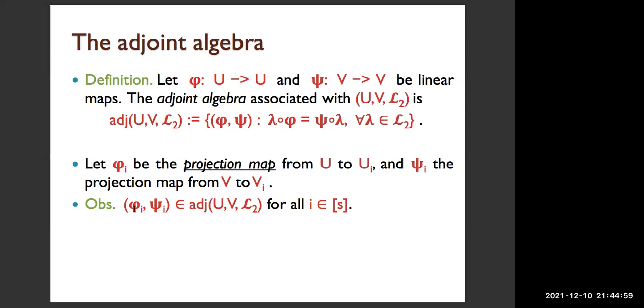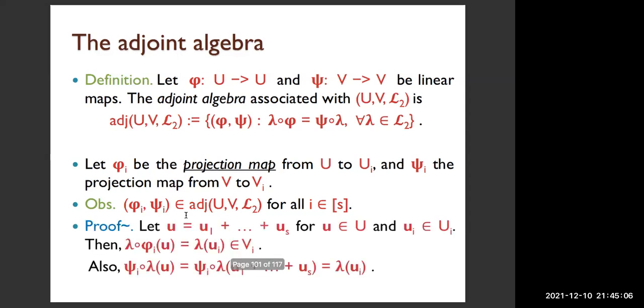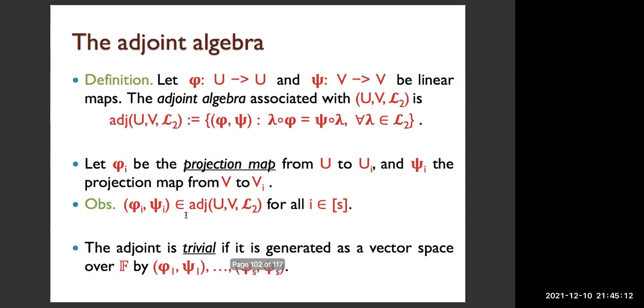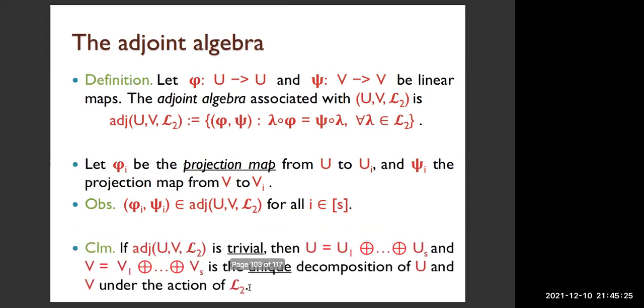It turns out that these tuples, phi I, chi I's, one can show, all the proofs are given in the slides. I'm just skipping them. They're actually these short, like 2-line, 3-line proofs. So it turns out that these projection maps are in the adjoint. And we say that the adjoint is trivial if the adjoint is generated as a vector space by these projection maps, phi I, chi I.